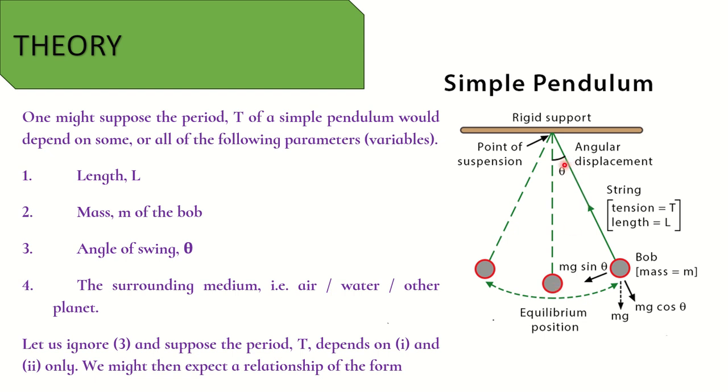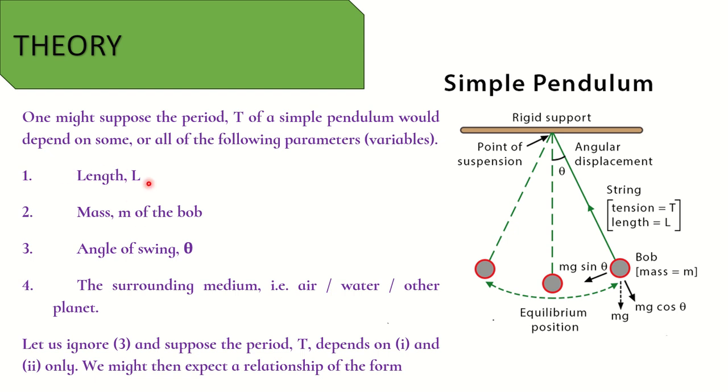Then the angle of swing is another factor that can also contribute to that. Then lastly, we look at the surrounding medium. If this experiment is taking place in the air, in the water, or in other planets, does it also have an effect on the period of oscillation? But for the purpose of this experiment, we are narrowing down to just number one and number two.